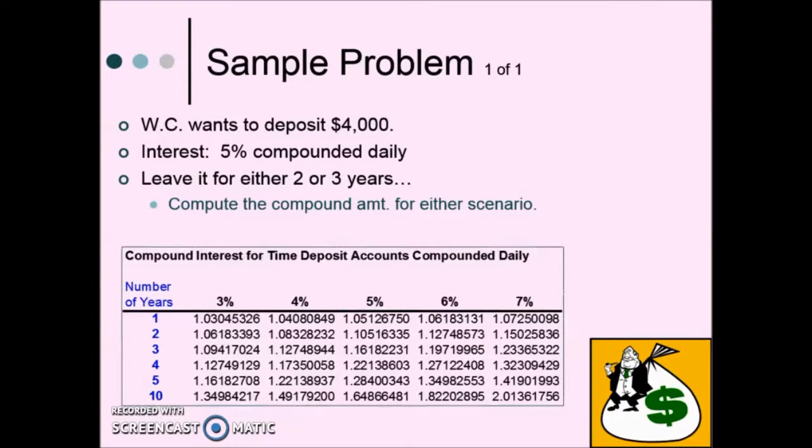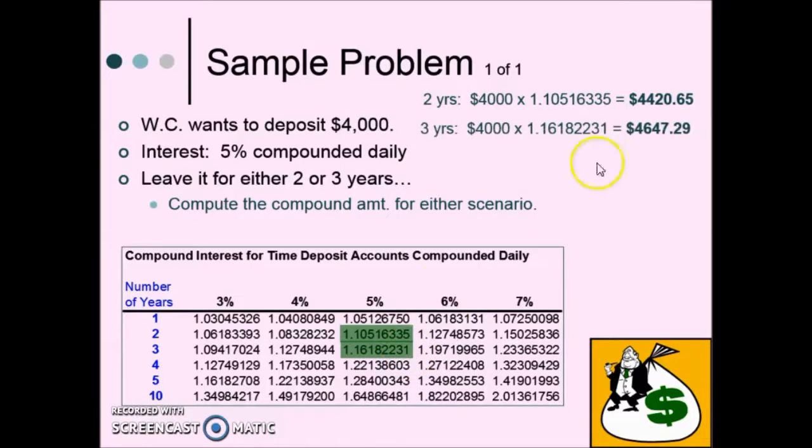Using the compound interest for time deposit accounts compounded daily, we'll look up 2 years and corresponding with 5%, here's our multiplier. We will times that by 4,000 and see that the account has grown to $4,420.65 versus if the money is in there for another year tied up, can you stand to not have access to that money versus the gain in this account? And we're talking a little over $200 additional interest is earned by having it in there in 3 years.